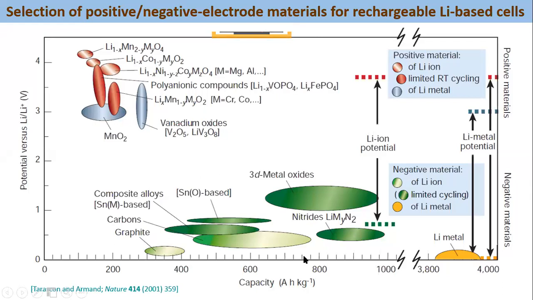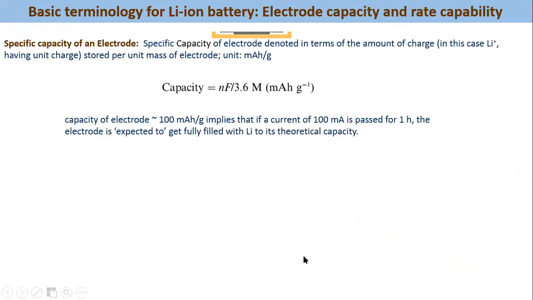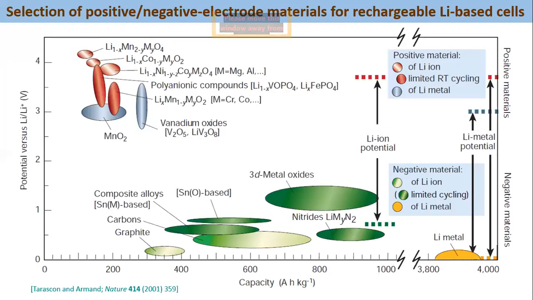Based on these two, we can classify electrodes into three types based on their mechanism. One is alloying based electrodes. Second is intercalation or insertion electrodes, and the third is conversion based electrodes. I will discuss that after some time.